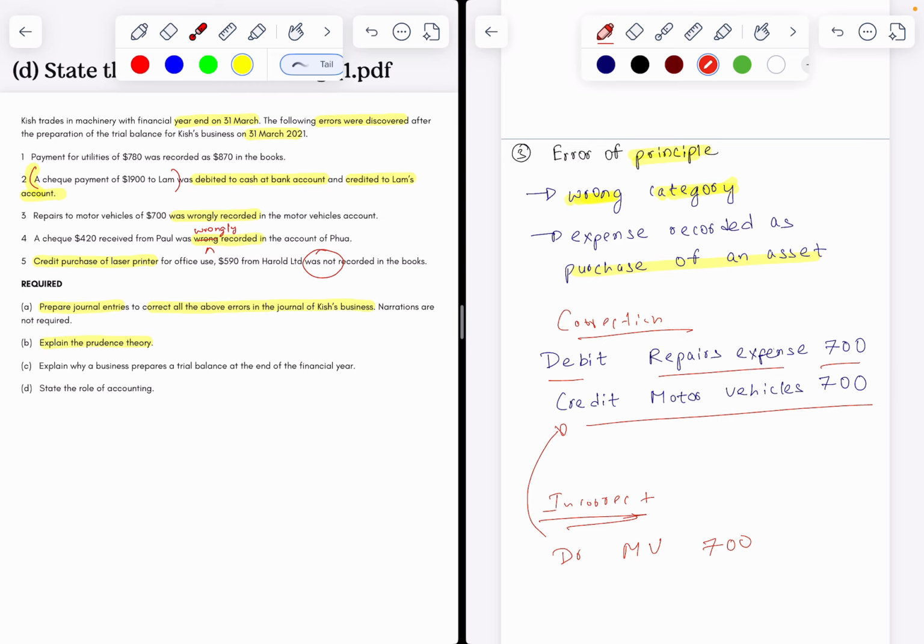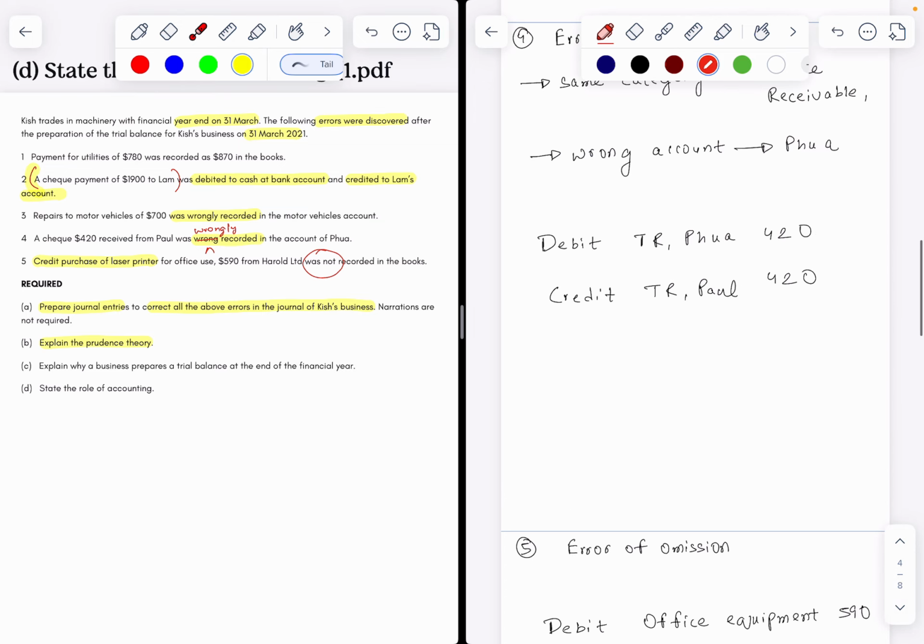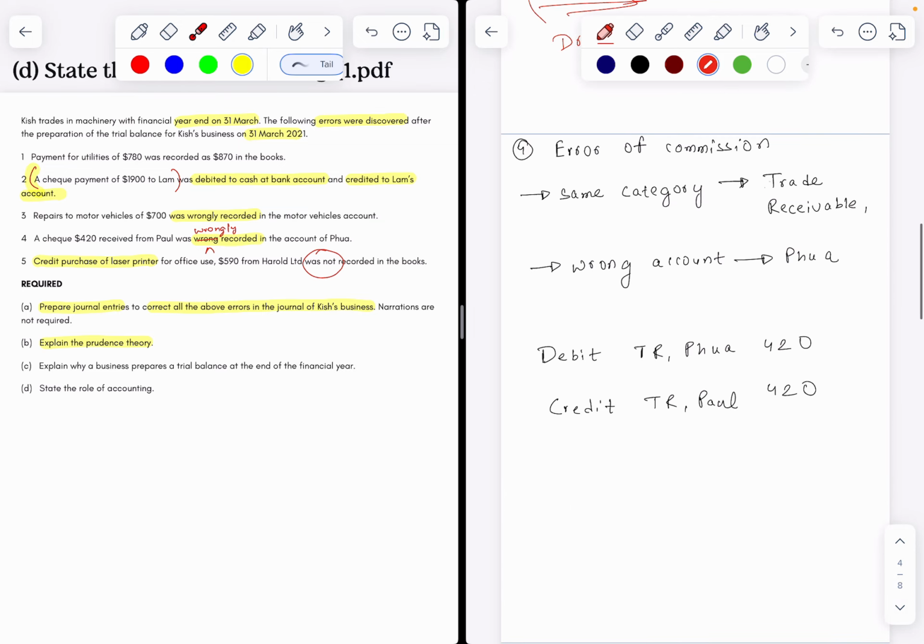All right, so now let's look into the fourth error. A check of $420 received from Paul was wrongly recorded in the account of POA. All right, so this is what we classify as an error of commission. And an error of commission happens when the error happens within the same category but in the wrong account.